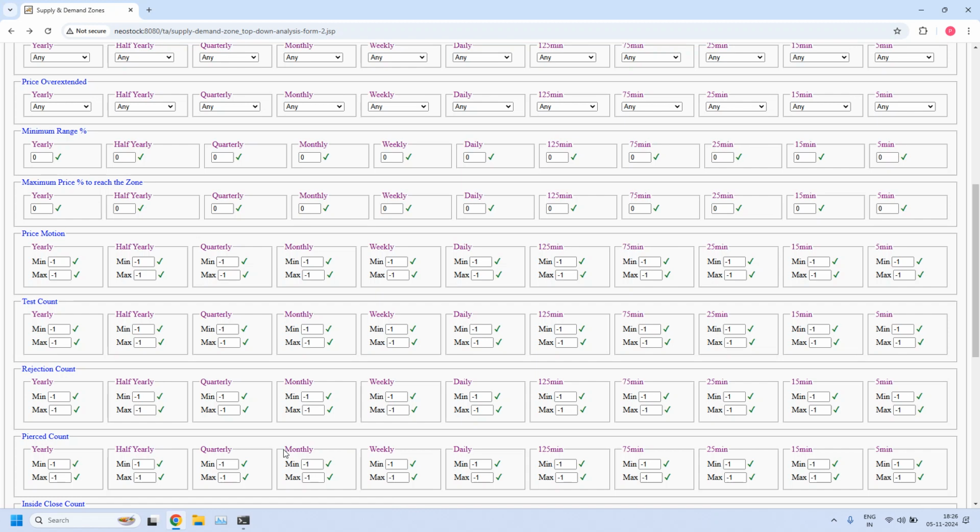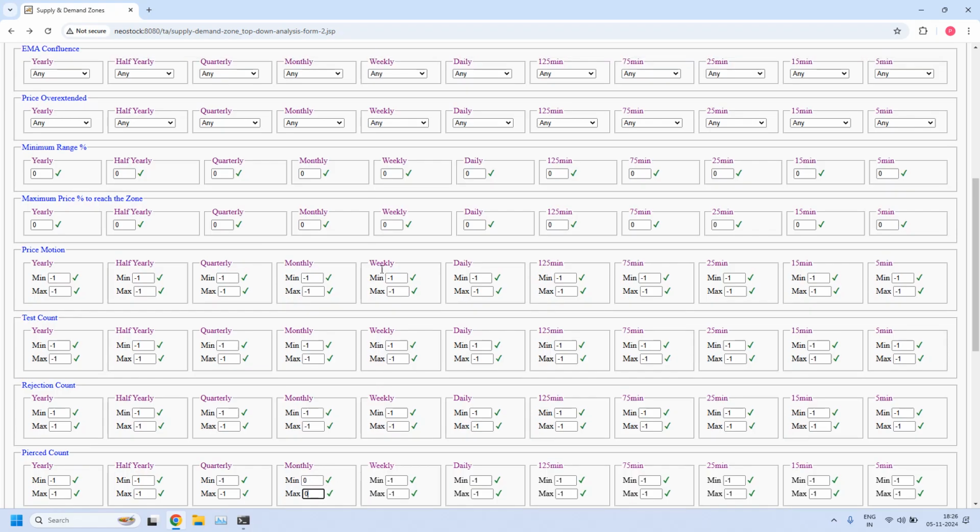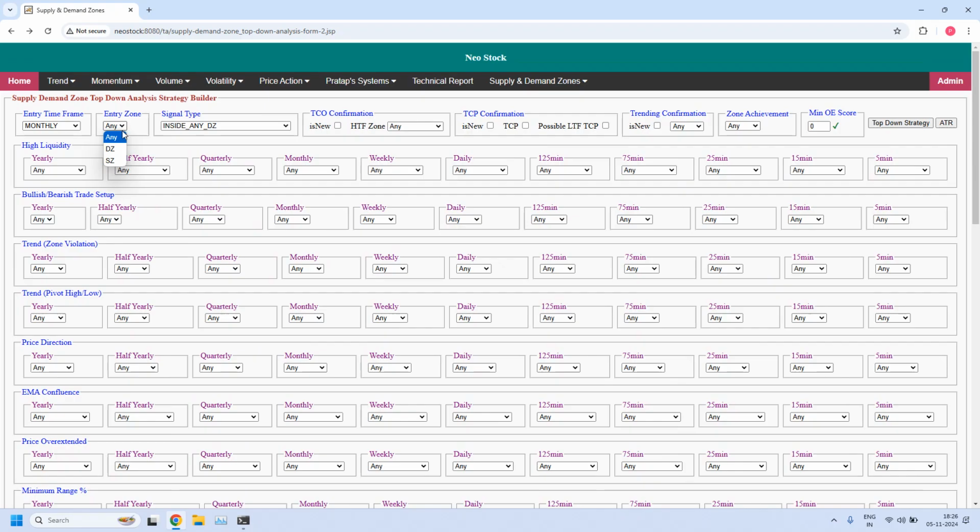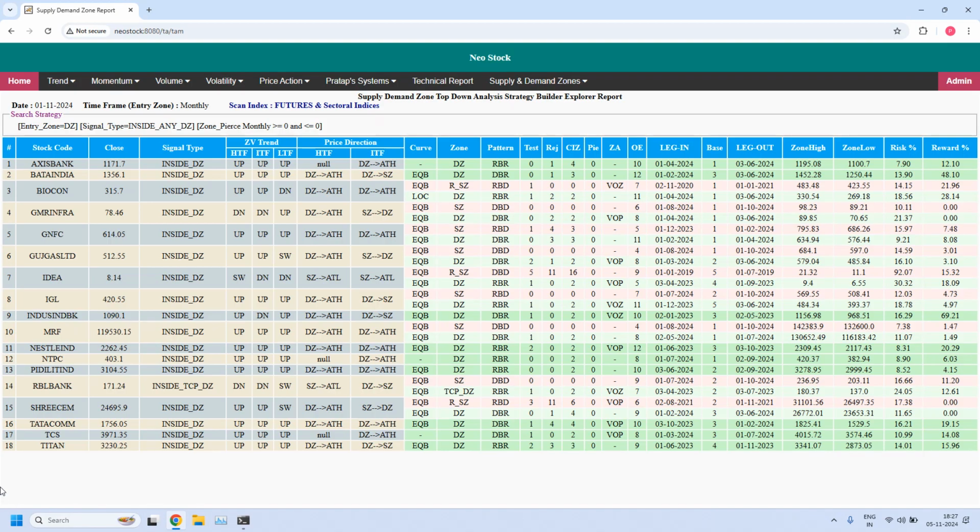at monthly time frame, I have to set minimum value 0, maximum value 0. That means pierced count should be 0. Pierced count 0 means zone is not pierced. And it should be applied to the demand zones. Time frame monthly, monthly demand zones, the filter is applied. Now we got 18 stocks.